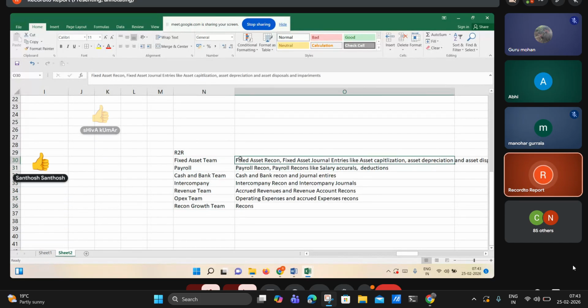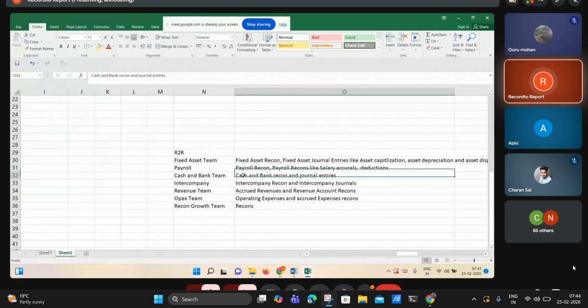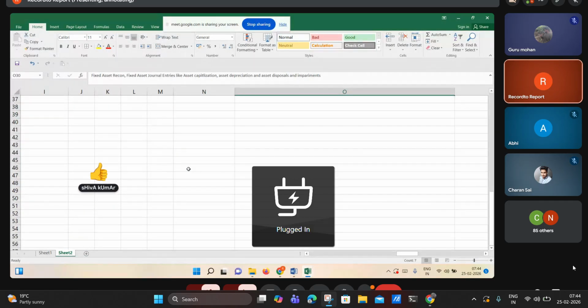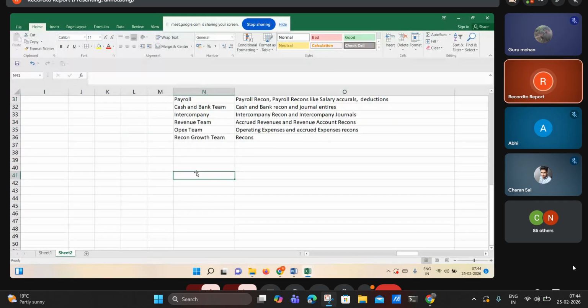We will try to cover fixed asset reconciliation, payroll reconciliation, cash and bank, intercompany, revenue, OPEX, all the reconciliations, guys. So this is mainly about the teams.